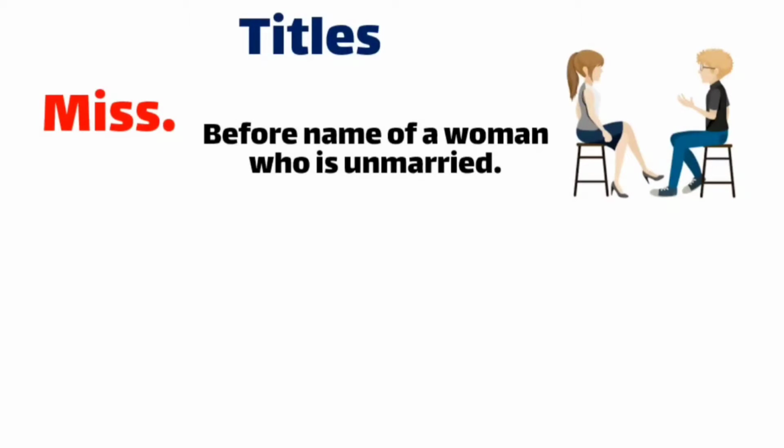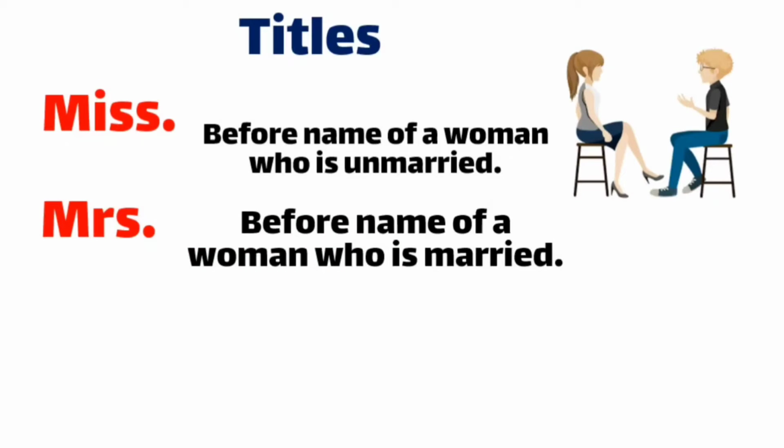So you may say Miss Smith, all right? Or you may say Miss Christine, whoever. So Miss is a title that you can use before the name of a woman who is unmarried. How about Mrs.? We use this title before the name of a woman who is married. All right? So the opposite of Miss is Mrs. How about this one?